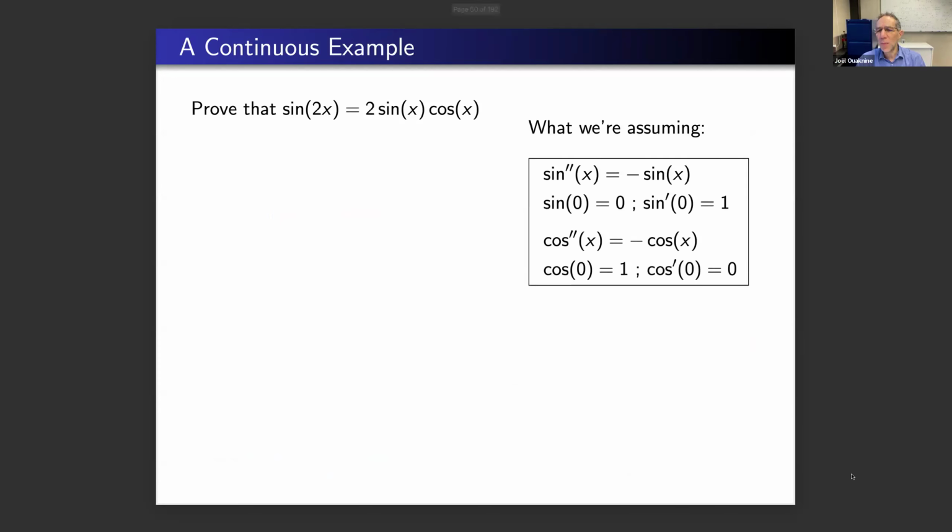I have to say what I am assuming. I'm going to assume the differential equations that sine and cos satisfy. So sine x and cos x satisfy the same differential equation. It's just that the initial values are different.